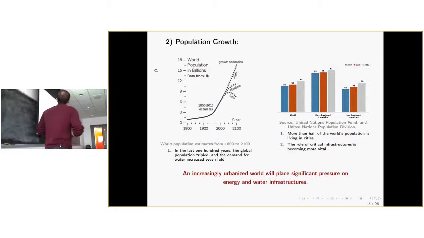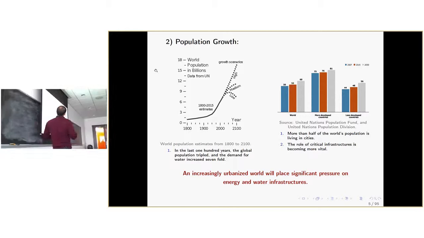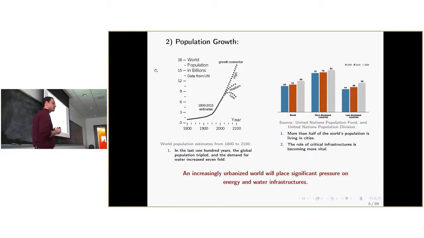Another reason, population growth. Global population is increasing. In the last 100 years, the global population tripled, and the demand for water has increased almost sevenfold. So population is increasing. We can control population or not, this is one problem. But the major problem is that more than half of this population lives in cities, in large cities, and they need infrastructure.